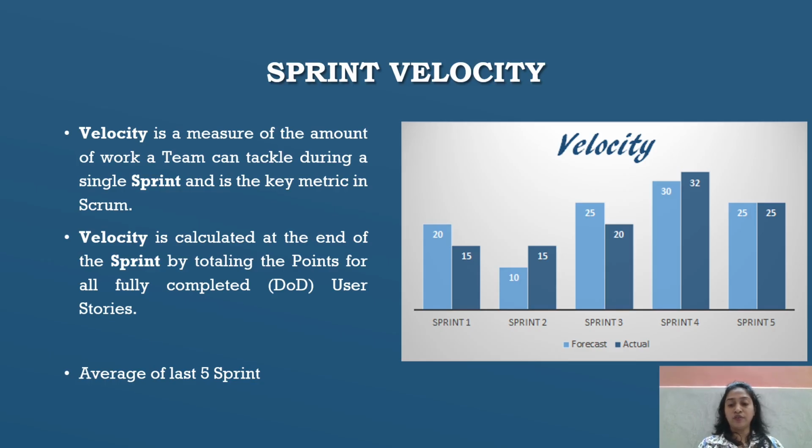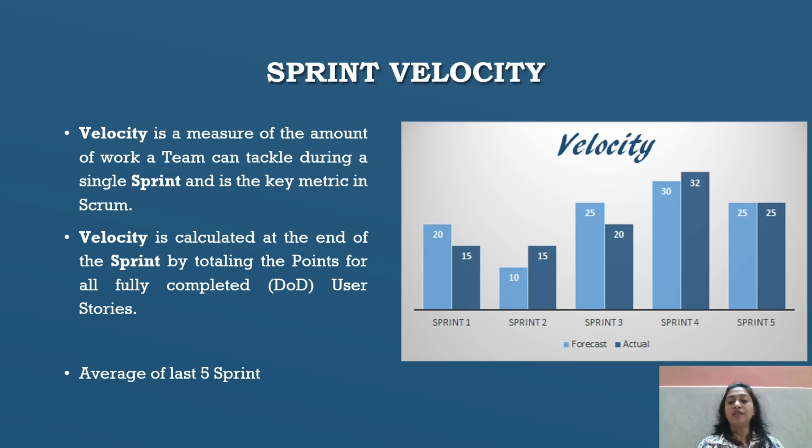I have given the actual and the forecast for sprint 1, sprint 2, 3, 4, and 5. We usually take the latest 5 sprints for this chart preparation. Okay, so velocity is calculated at the end of each sprint by totaling the story points for all fully completed user stories that meet the definition of done.